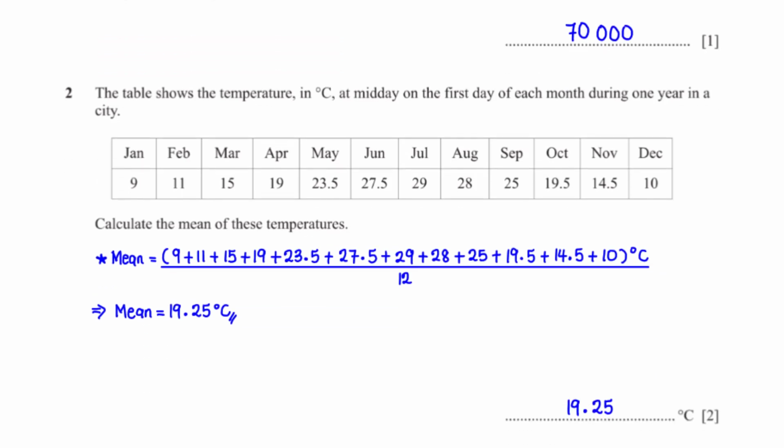The table shows the temperature in degrees Celsius at midday on the first day of each month during 1 year in a city. Calculate the mean of these temperatures. The mean of the temperatures is equal to the sum of all the temperatures divided by the number of temperature readings, which is 12. When we type this into the calculator, we get 19.25 degrees Celsius.